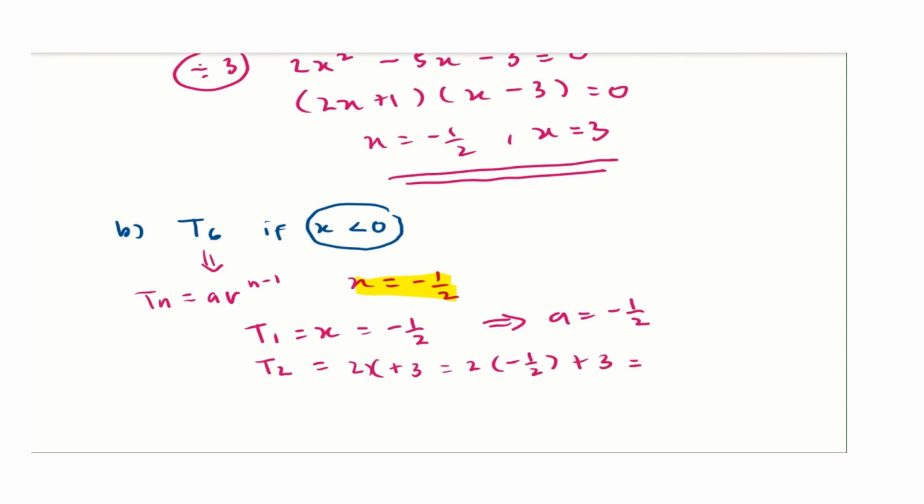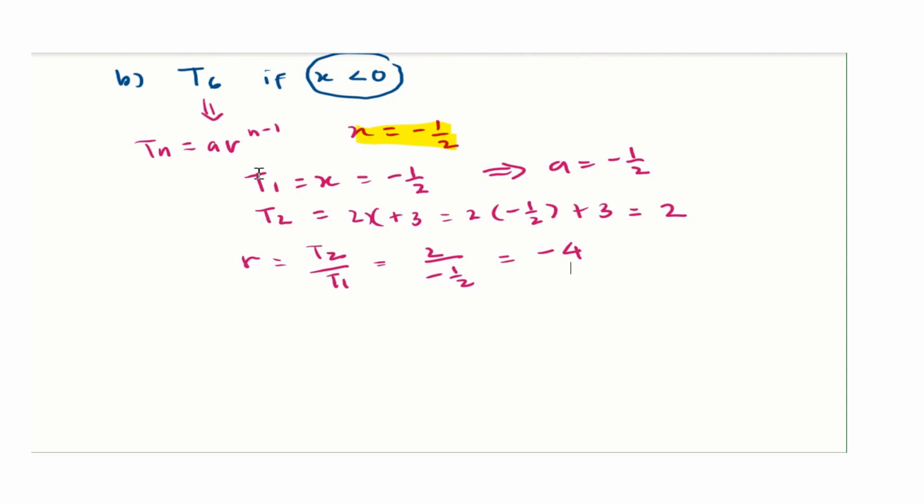Then we calculate and we get 2. So then the common ratio is T2 divided by T1. We get 2 divided by negative 1 over 2, then we get negative 4. R is negative 4. So finally, to find T6 we substitute into the Tn formula. So T6 therefore is A, negative 1 over 2, multiplied by negative 4 to the power 6 minus 1. And finally we calculate, we get T6 is 512. That's how it is for question 12.